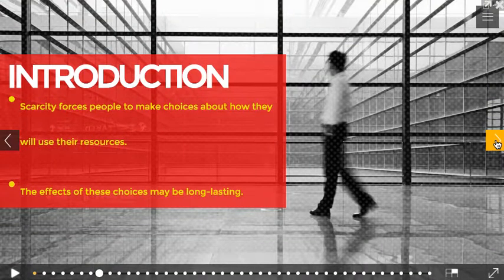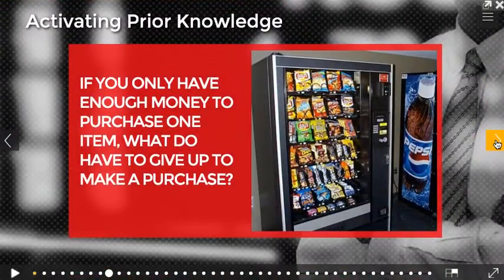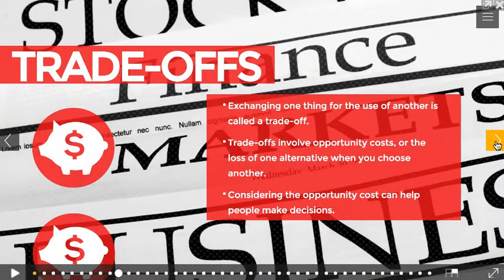Scarcity forces people to make choices about how they will use their resources. The effects of these choices may be long-lasting. If you only have enough money to purchase one item, what do you have to give up to make a purchase? Trade-offs. Exchanging one thing for the use of another is called a trade-off. Trade-offs involve opportunity cost, or the loss of one alternative when you choose another. Considering the opportunity cost can help people to make decisions.